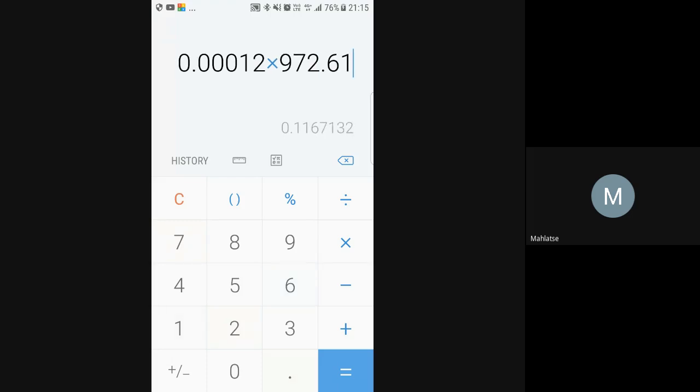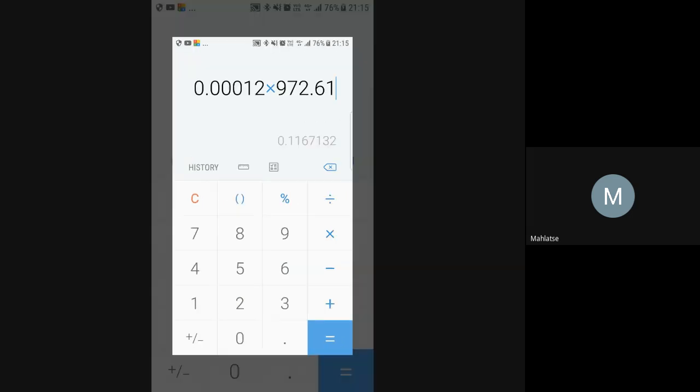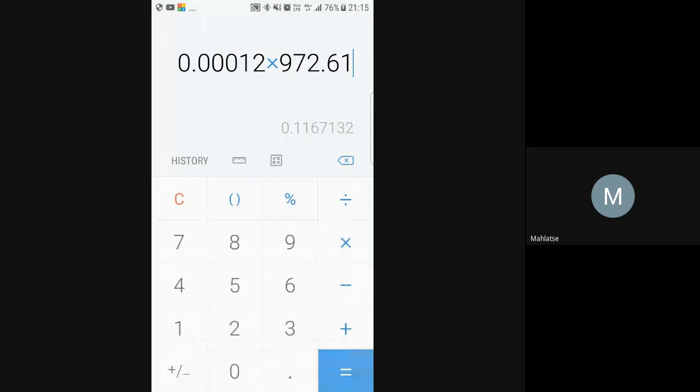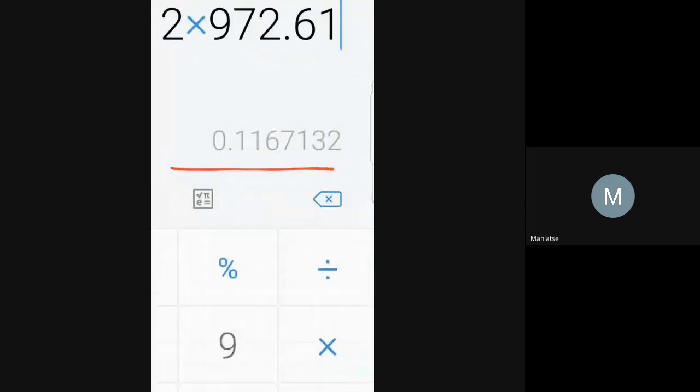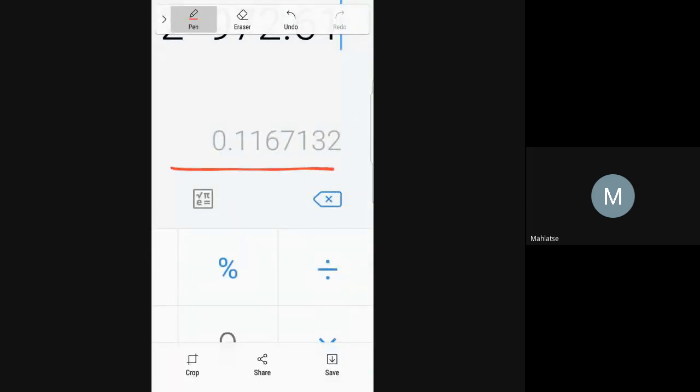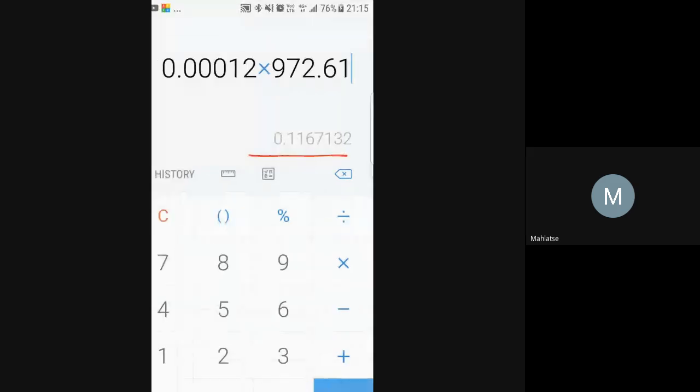Can you see now? This is going to be your profit. And then this is what? It's 11 cents. You know, that will be 1% of that.